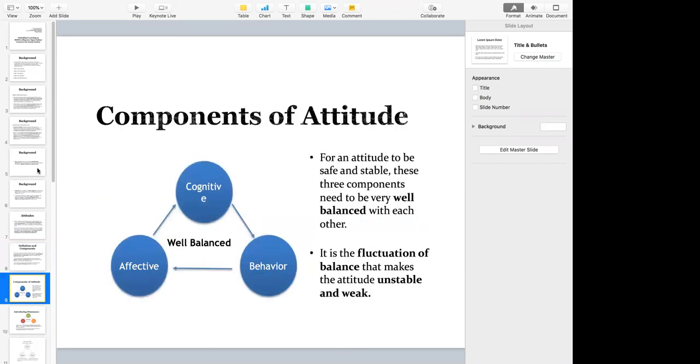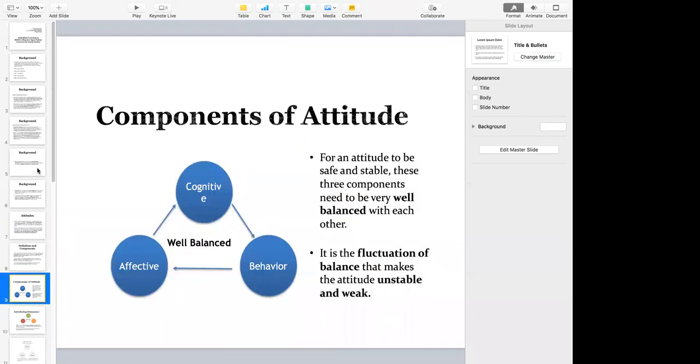So let's take a look at the components of attitude. There's cognitive, affective, and behavioral. For a person to have a stable and safe attitude, these three components need to be very well balanced with each other. They have to be consistent with each other. The fluctuation of the balance is what makes the attitude unstable and weak. So we'll talk about some examples.